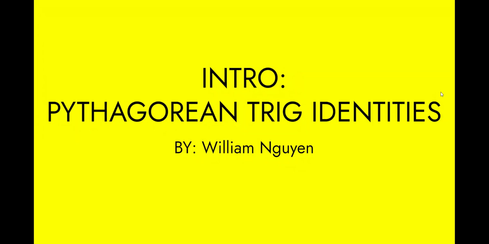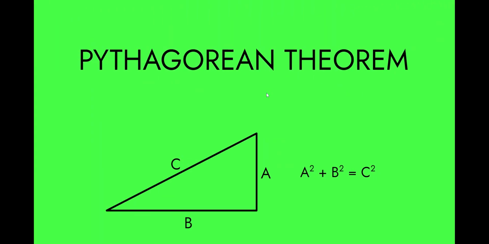This is my video on Intro to Pythagorean trig identities. To explore these identities, we need to know the Pythagorean theorem, which is a squared plus b squared equals c squared. It's modeled by this triangle.